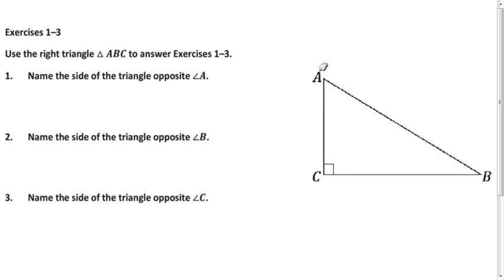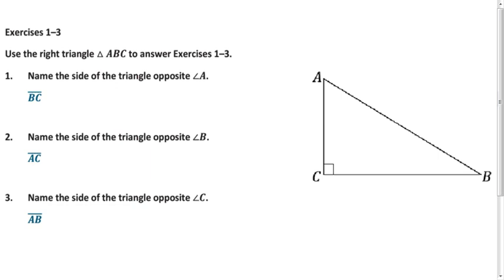So the side opposite angle A is the side of the triangle that isn't one of the sides of the angle. And so angle A is made up of rays AC and AB. So the opposite side must be side BC. Opposite angle B is segment AC, and opposite angle C, side AB.